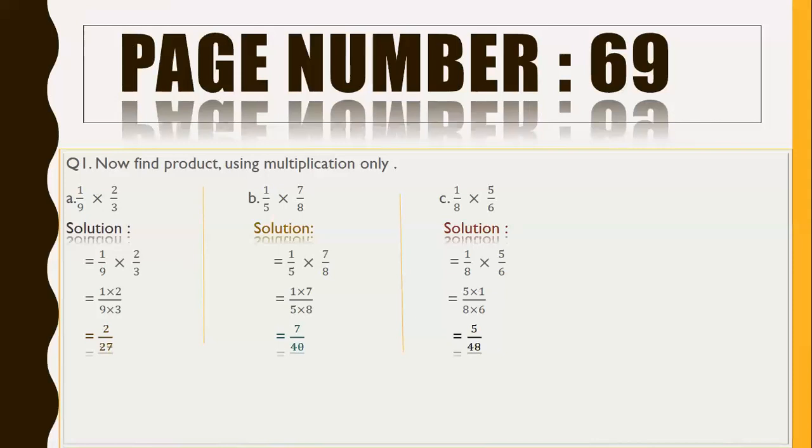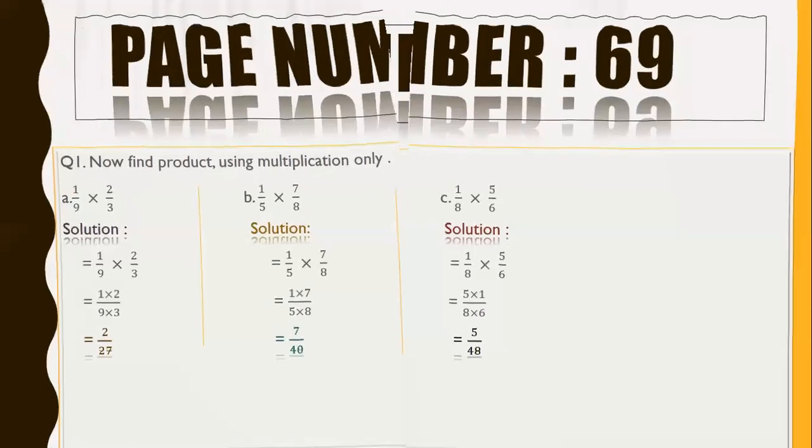Part C, 1 over 8 multiply 5 over 6. 1 multiplied by 5 and 8 multiplied by 6, because the numerators 1 and 5 are there and in the denominator 8 and 6. So after the multiplication we get a new fraction which is 5 over 48.